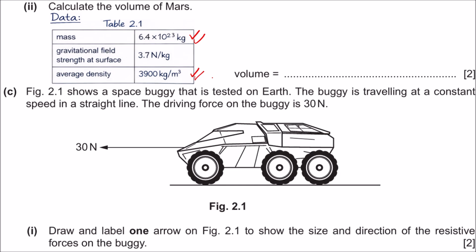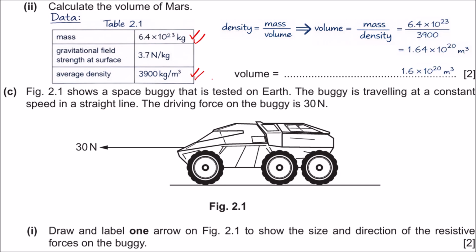With this, we should know that density is mass per unit volume, which is mass divided by volume. We are looking for volume. Let's change the subject. We are going to say volume is mass divided by density. Straight substitution, and we find 1.6 times 10 to the power 20 cubic meters.